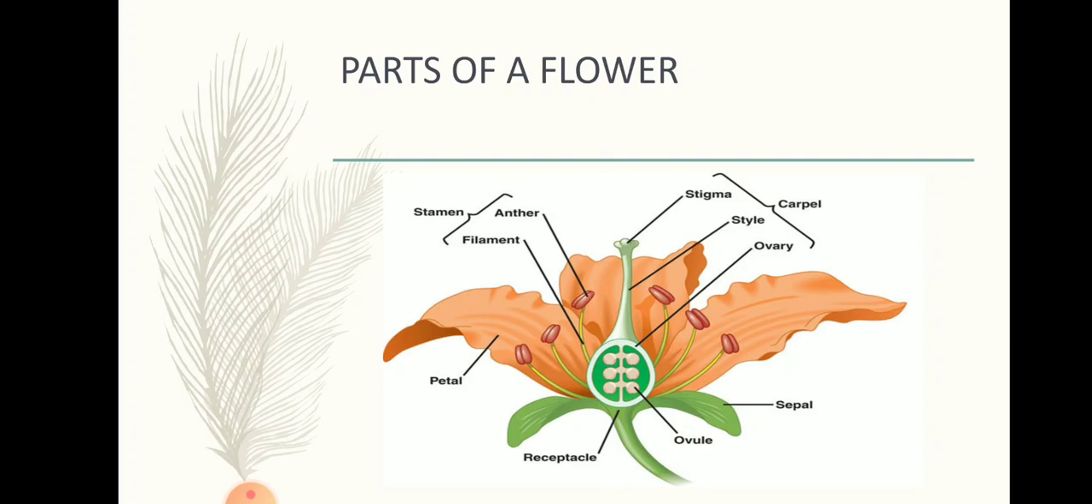Now a flower which has either a male or a female reproductive part is known as a unisexual flower, and a flower which has both types of reproductive parts, male and female, is known as a bisexual flower. So this was all about the parts of the flower. We'll see the next topic, pollination, in the third part of our chapter.